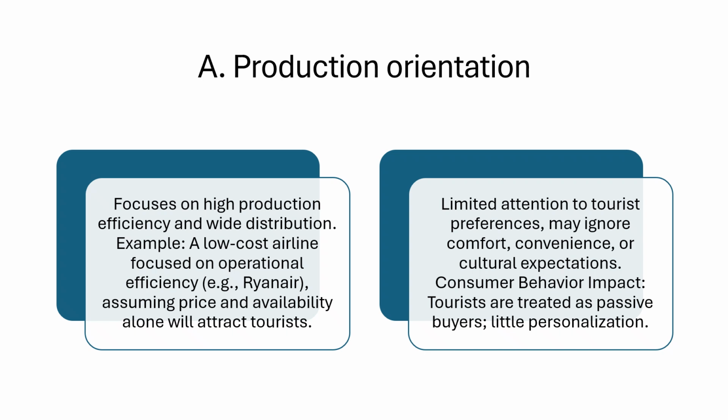This one prioritizes internal efficiency, mass production, and cost reduction. And it assumes that tourists will choose services that are widely available and affordable regardless of their desires. So it believes that consumers prioritize price and availability, but also believes that demand will always meet supply, believes in its internal efficiency, and also believes that the market is undifferentiated.